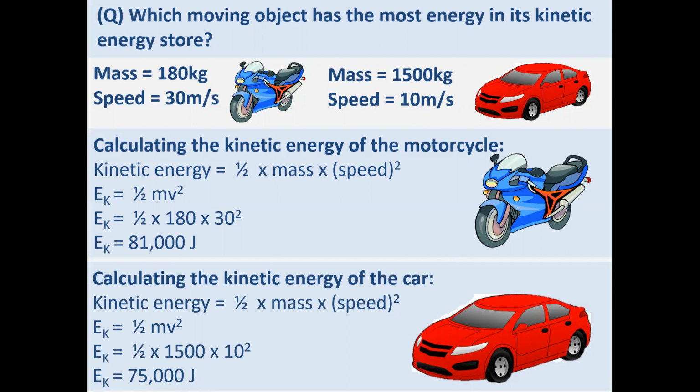So even though this car has a much greater mass than that motorcycle, with a mass of 1,500 kilograms as opposed to a mass of only 180 kilograms for the motorcycle, the motorcycle actually has more kinetic energy. And that's because it's traveling at a much higher speed. And in this equation, you can see because speed is squared, speed is going to have a large impact on that value obtained for kinetic energy.